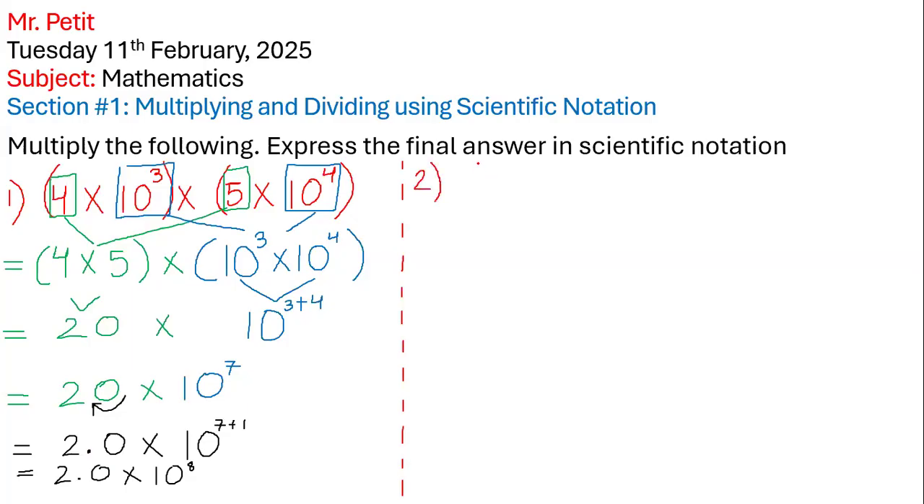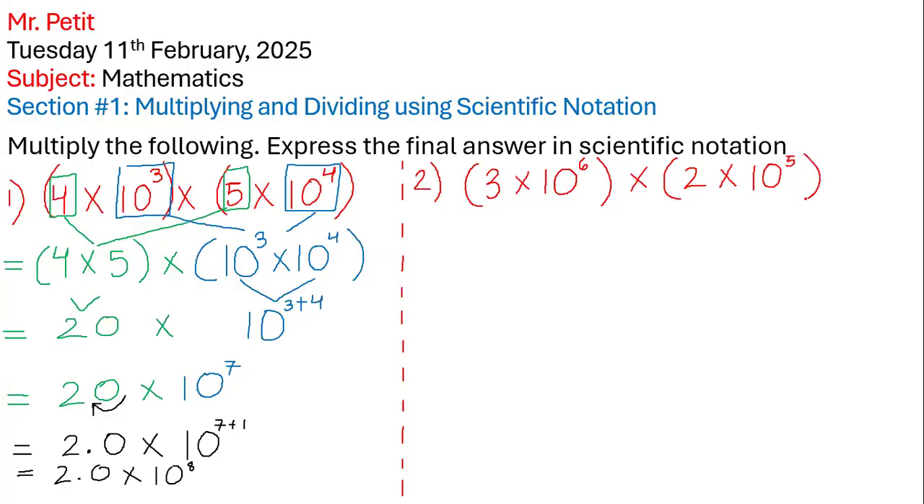Number 2. So let's say we have 3 multiplied by 10 to the power of, give me a number. Any number. 6. All right. Multiplied by the bracket, 2, I'll make it simple, times 10 to the power of 7. Let's do 5. We aren't going to kill anybody.